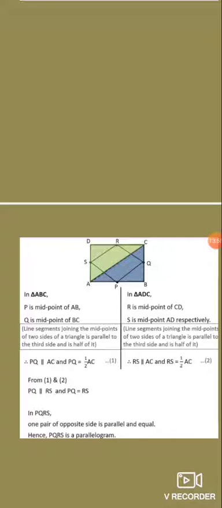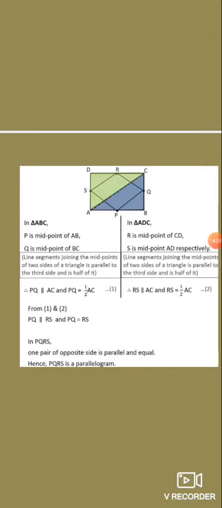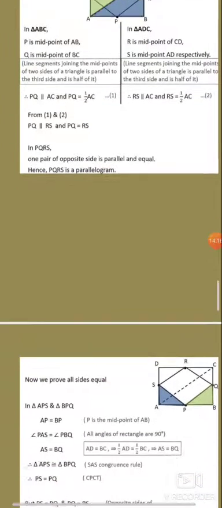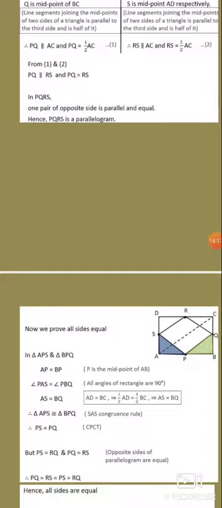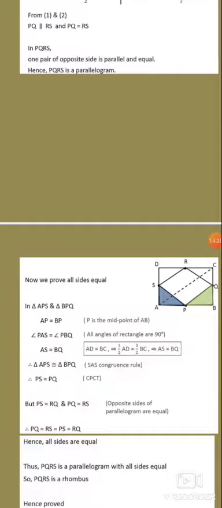Same as RS parallel to AC and RS is half of AC. Same type. From equations 1 and 2, we can write PQ parallel to RS and PQ equal to RS. Now in PQRS, one pair of opposite sides is parallel and equal. So PQRS is a parallelogram. First part over. Now we need to prove all sides equal.